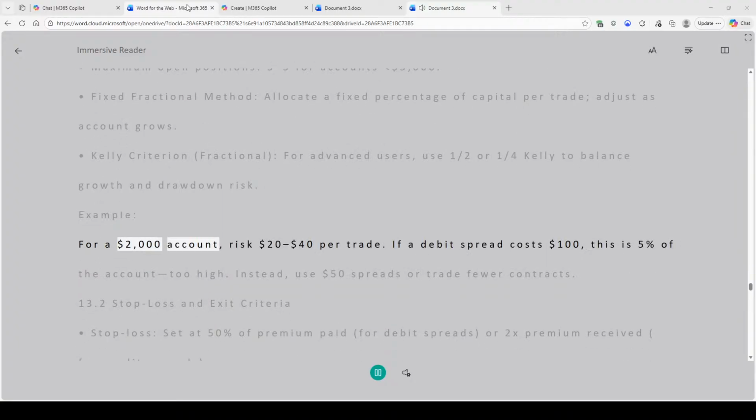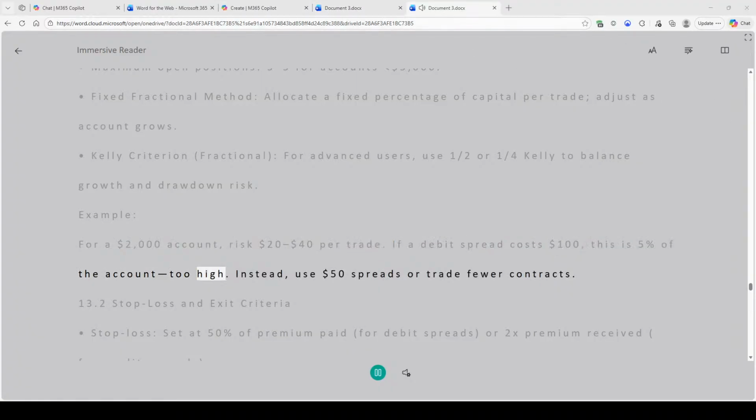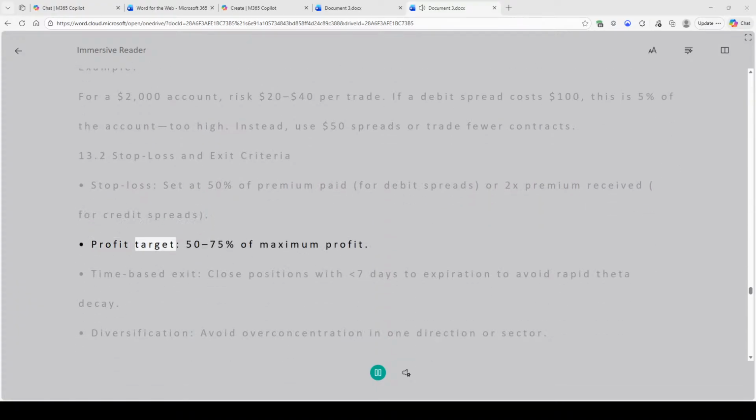Example. For a $2,000 account, risk $20 to $40 per trade. If a debit spread costs $100, this is 5% of the account, too high. Instead, use $50 spreads or trade fewer contracts. 13.2 Stop loss and exit criteria. Stop loss, set at 50% of premium paid, for debit spreads, or 2x premium received, for credit spreads. Profit target, 50 to 75% of maximum profit. Time-based exit, close positions with less than 7 days to expiration to avoid rapid theta decay. Diversification, avoid overconcentration in one direction or sector.